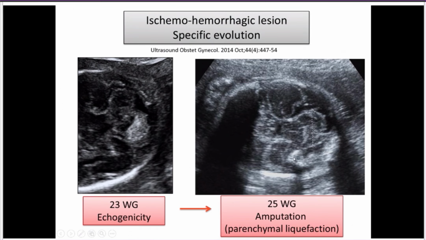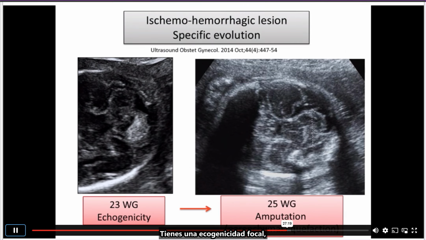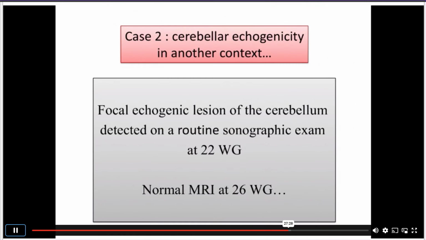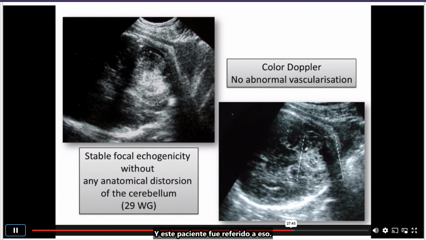So, very simple, you have a focal echogenicity, you wait for 2 weeks, and the image will change with the amputation because of necrosis. Case 2, cerebellar echogenicity in another context. Focal echogenicity detected on a routine scan at 22 weeks with a normal MR at 26 weeks. And this patient was referred for that. You see, here there is a large echogenic area without any anatomical distortion of the cerebellum.